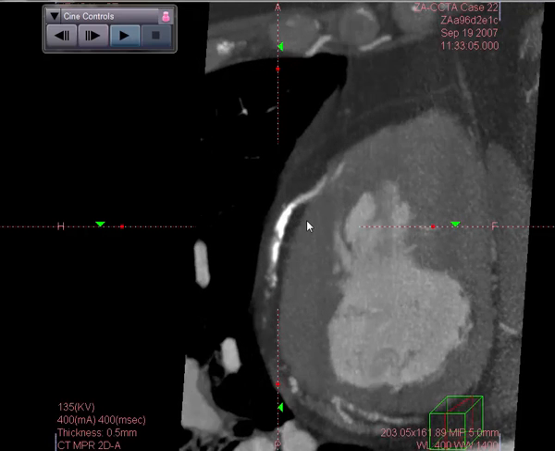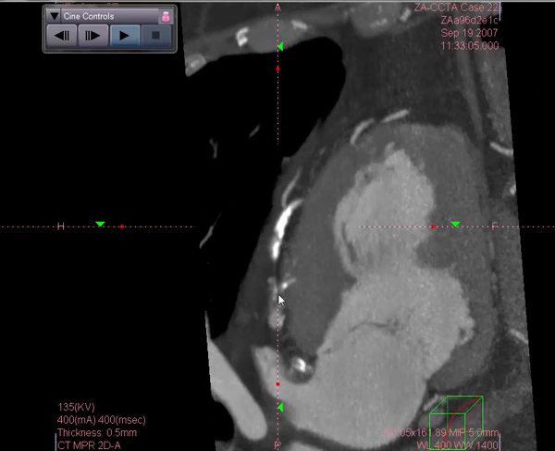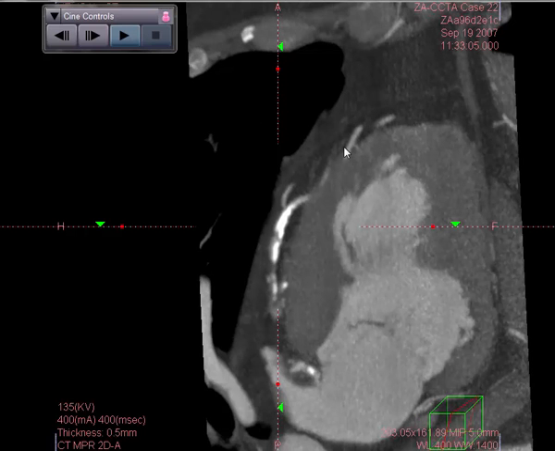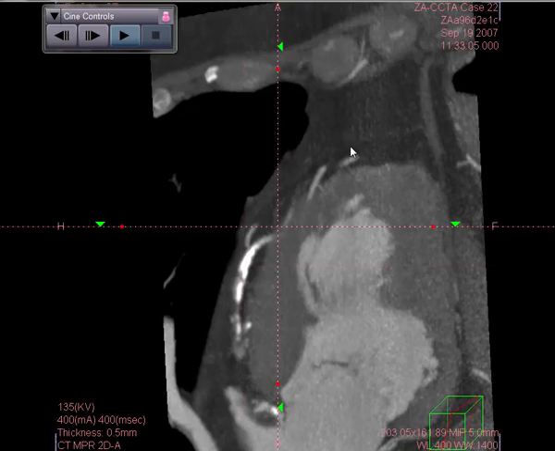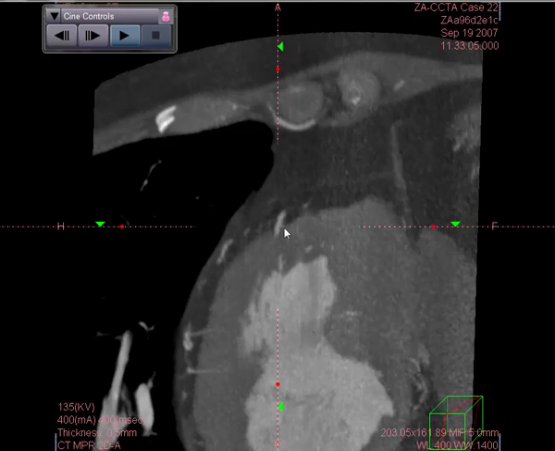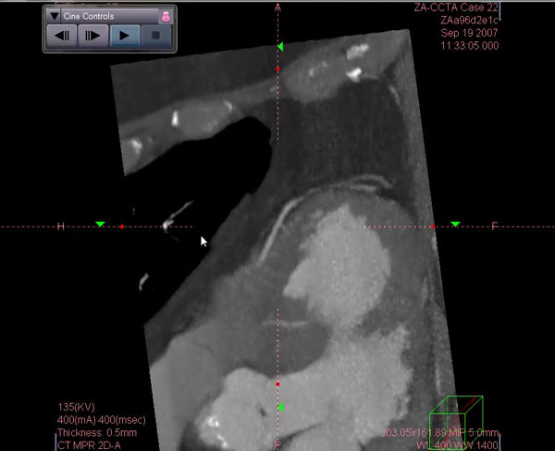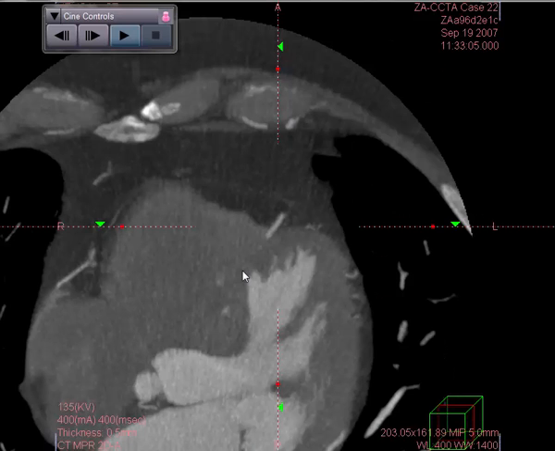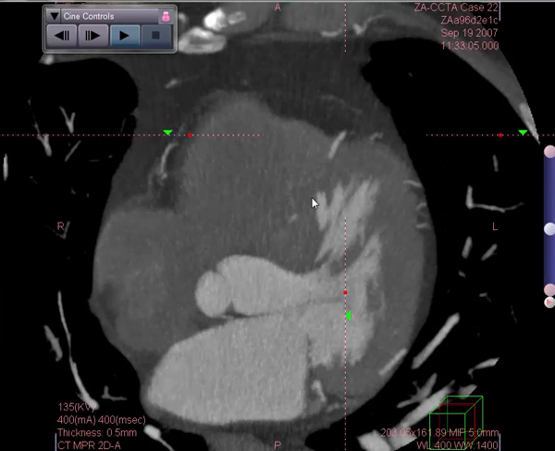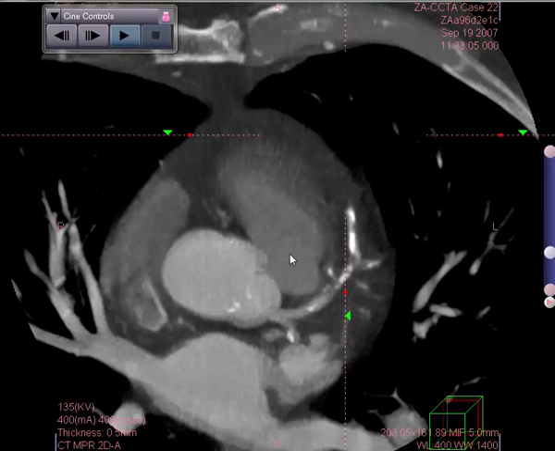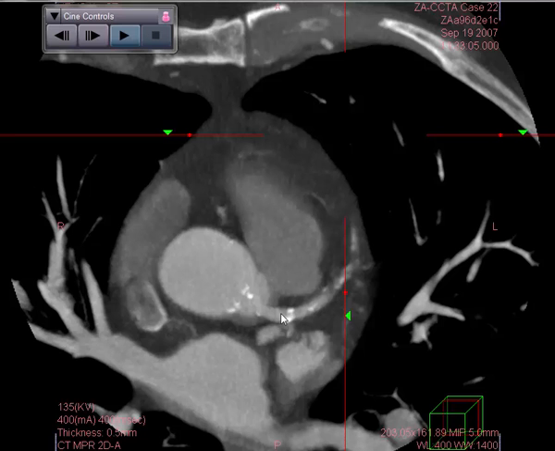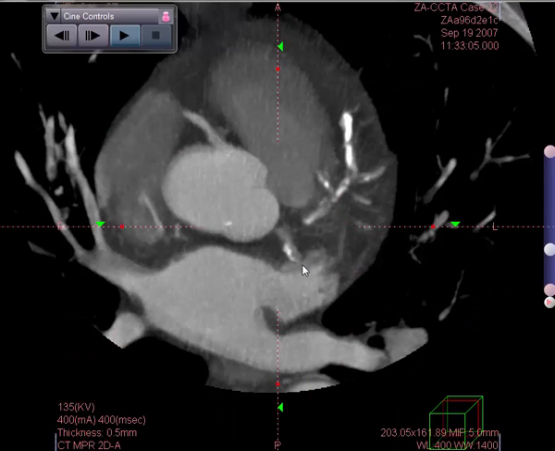You can see that the LAD does continue all the way down to the apex, so it is clearly a patent vessel, which is important for overall evaluation of this patient. But we've already established that he has severe proximal mid obstructive left anterior disease. Let's take a look at the circumflex vessel.